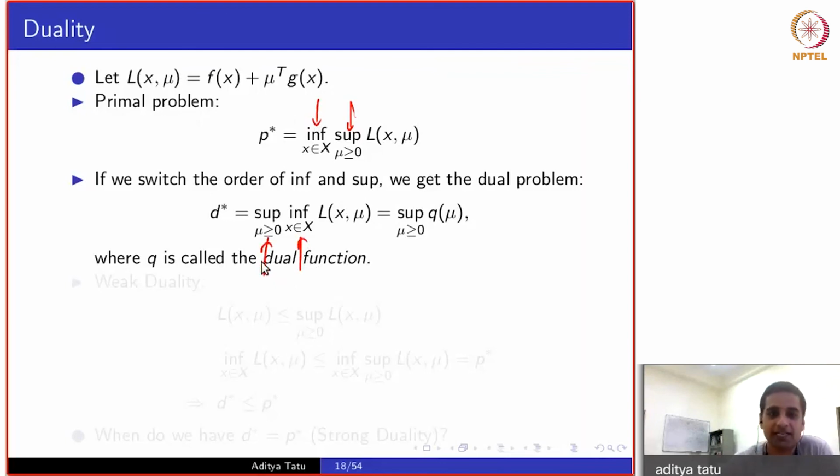I'm not expecting an answer from you, but I'm going to denote this inf of L(x, mu) over x as a new function. Since I'm minimizing over x, the resultant will no longer be a function of x. It will be only a function of mu. So I'm denoting that function as q(mu). This q(mu) is what is called the dual function.